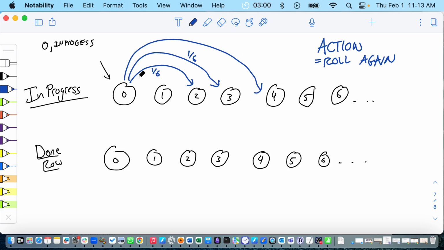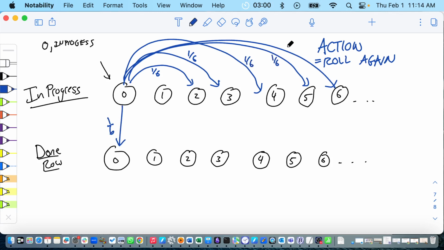So why don't I just do that? So 2, 3, 4, 5, or 6. So you're at 0. If you choose to roll again, you go to all these states with probability 1/6. There's one other arrow that's missing. There's only 5 arrows here, each with probability 1/6. The whole thing needs to sum to 1. And the arrow that is missing is if you roll a 1. And when you roll a 1, you will be done. So you're going to go down to the done row. And in fact, if you roll a 1, you go down to 0. And this is probability 1/6 if you roll that. Okay.